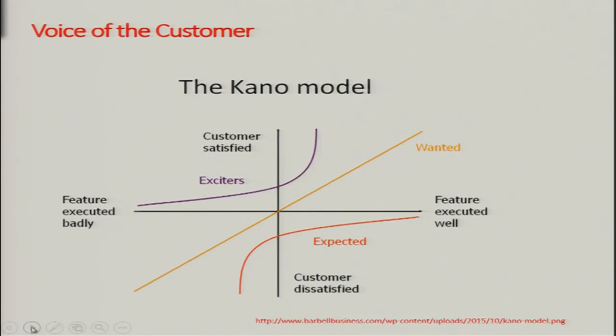Now voice of customer, this is the Kano model. In Kano model we have these kinds of customers. These are the items or the features which are expected. This is something that we call the primary function or the basic function. We call it primary or basic function in value engineering.